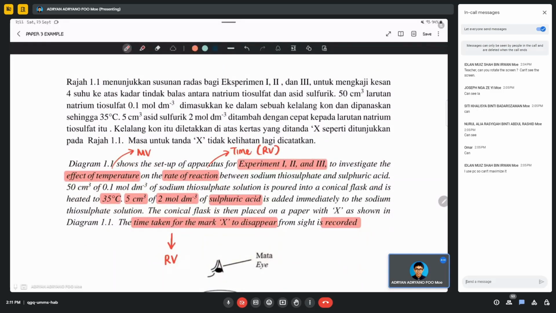Okay, what is the constant variable if they ask you? You must remember, like physics, the constant variable must be something that can be measured. So from this statement, from this question, can you all share with me what the constant variable is? Just share in the chat box. Concentration of sulfuric acid. Okay. Besides concentration, what else?